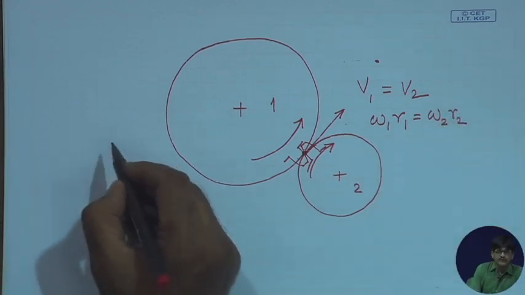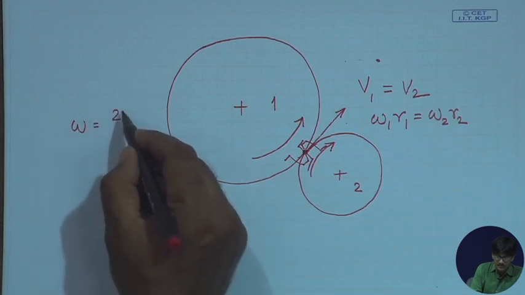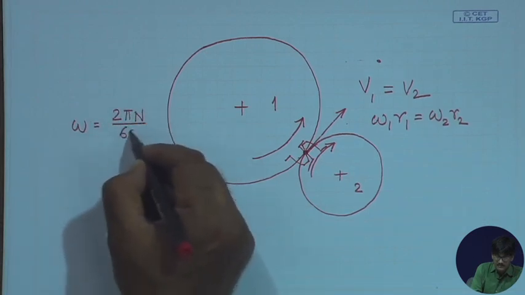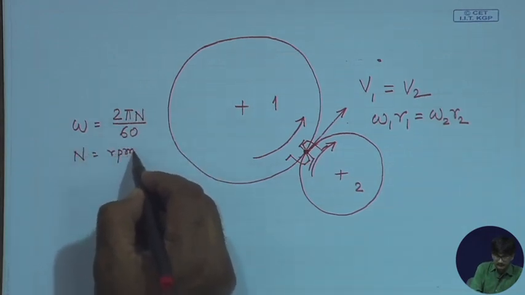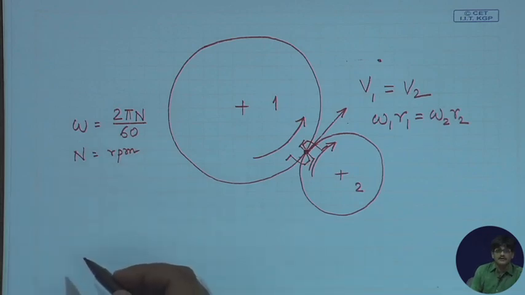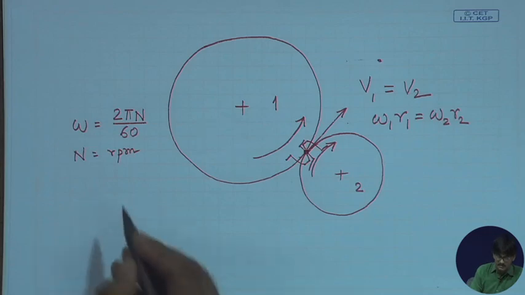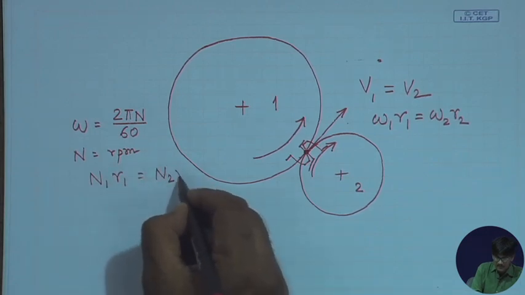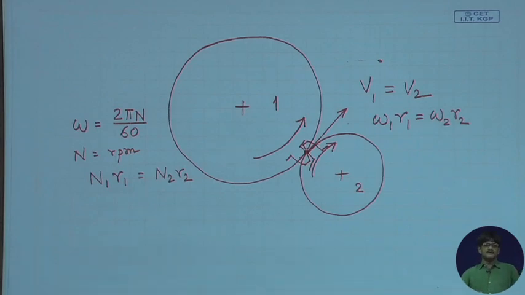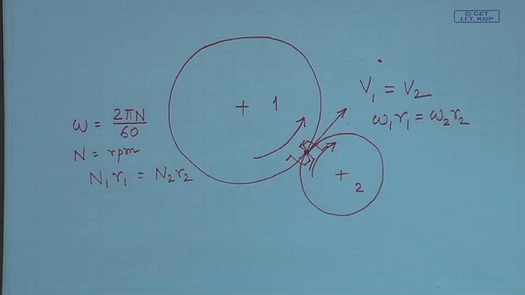That is very good, but we already know that omega is equal to 2 pi N by 60, where N is the RPM, rotations per minute. So, we can simply replace omega 1, cancel out 2 pi and 60, and we get N1 r1 is equal to N2 r2. So, this means that N1 into pitch radius of gear 1 is equal to N2 into pitch radius of gear 2.